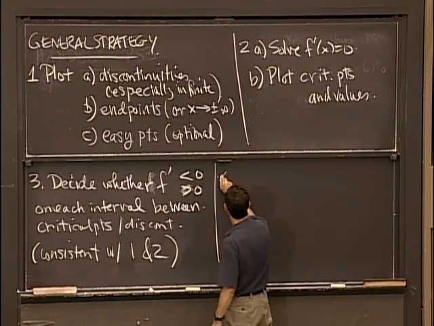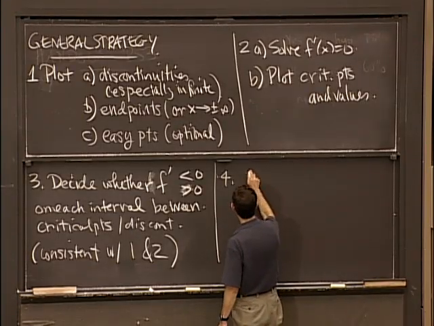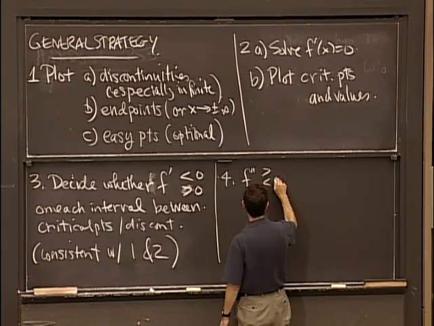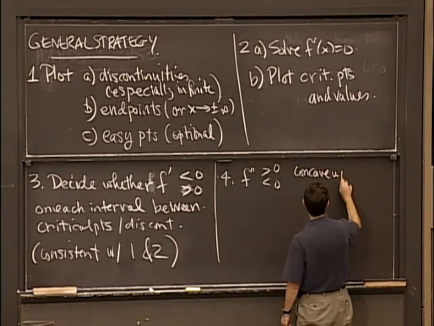All right, so what's the fourth step? Well, we take a look at whether f double prime is positive or negative. And so we're deciding on things like whether it's concave up or down.